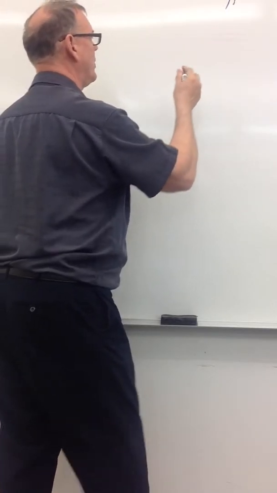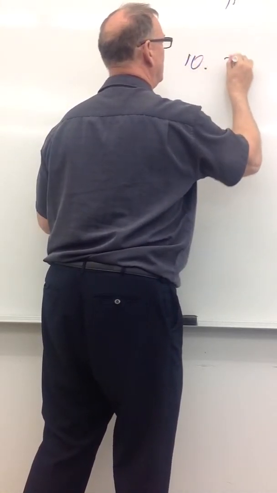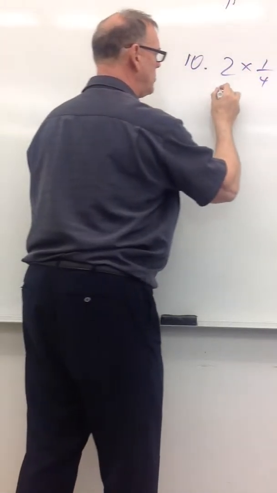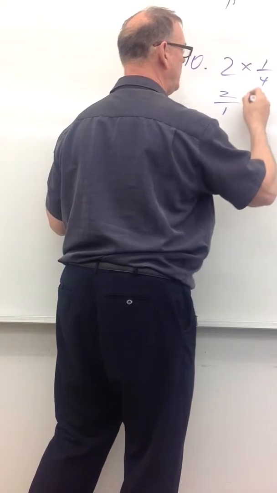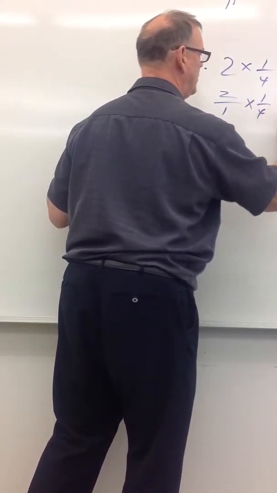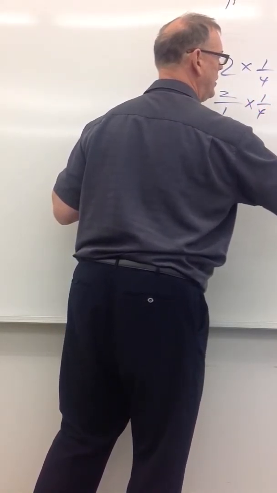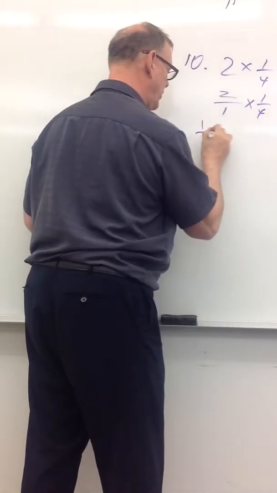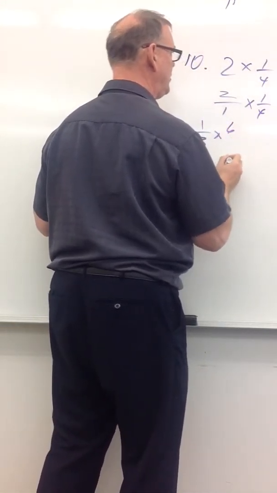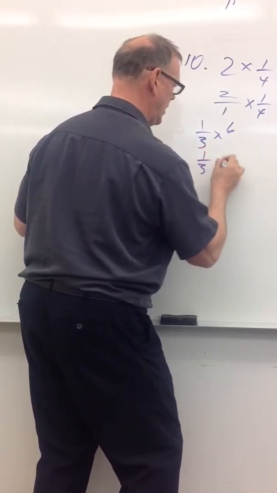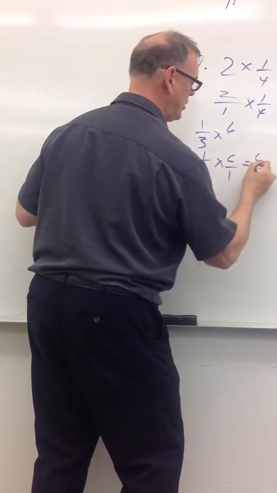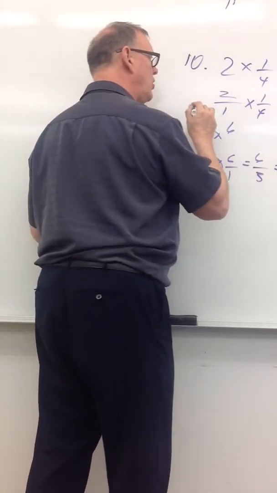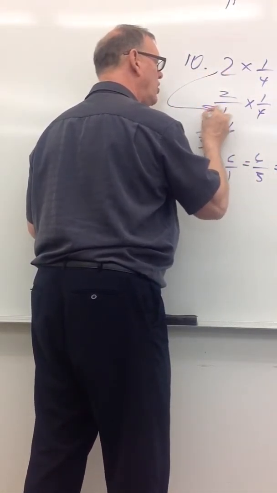Okay, last one. 2 times a quarter. Any whole number is the same as the whole number over 1. 2 over 1 times 1 over 4 is equal to 2 over 4 is equal to 1 over 2. Okay? Doesn't matter if you go the other way. 1 over 3 times 6 is the same as 1 over 3 times 6 over 1, which is 6 over 3, which is 2. Whenever you've got a whole number, it's that whole number over 1.